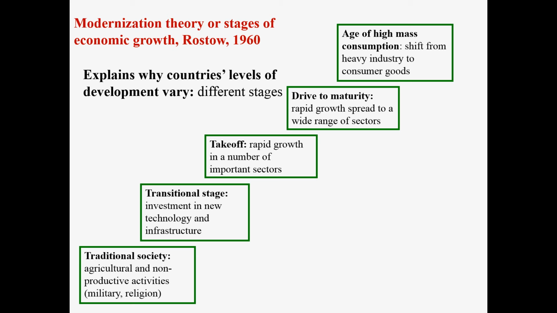And finally, you come to the age of high mass consumption. The industry begins to shift from heavy industry to consumer goods. You have color TVs, appliances, washing machines, dishwashers, and also cars. So the consumer goods become flourished.